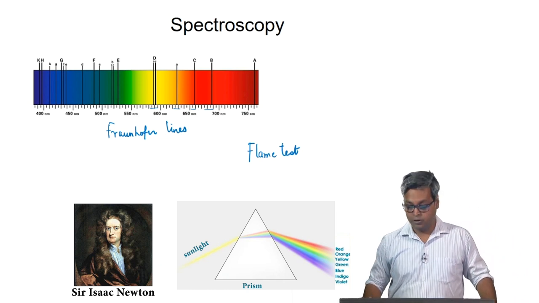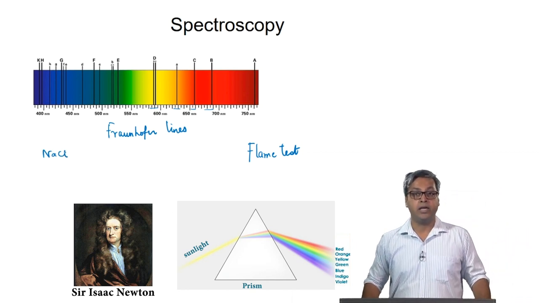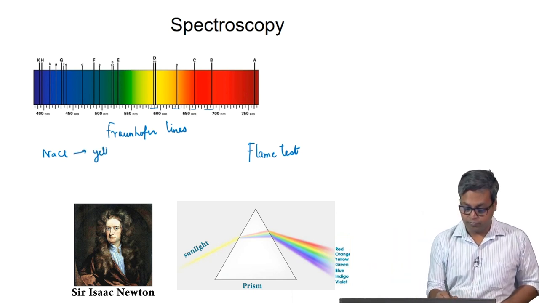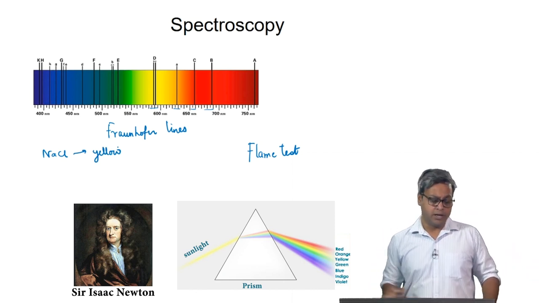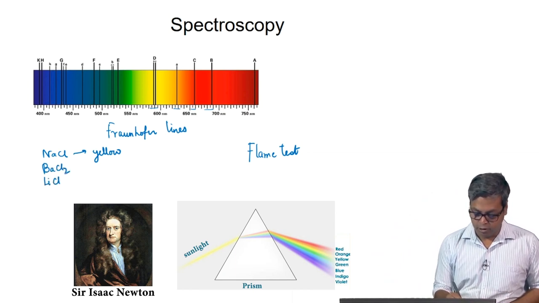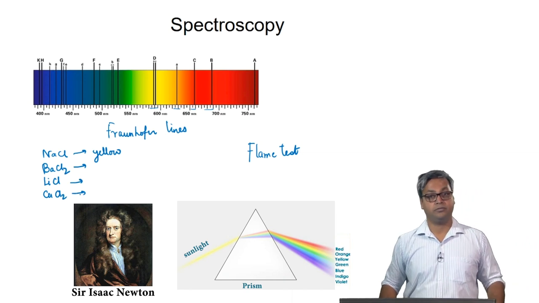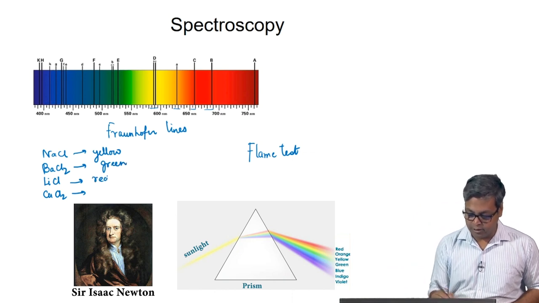So, for example, if you take sodium chloride and heat it in the flame of a Bunsen burner, you will see a bright yellow color. However, if you have a different metal instead of sodium, say we have barium chloride or lithium chloride or copper chloride, then we will see different colors. For example, barium chloride will show us green color, lithium chloride will show us red color, and copper chloride will show us blue color.